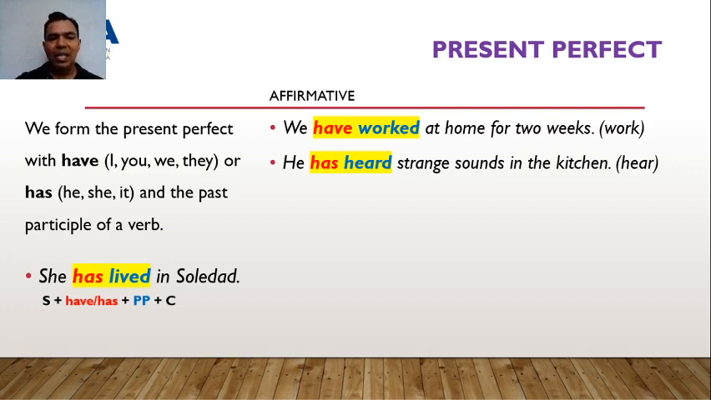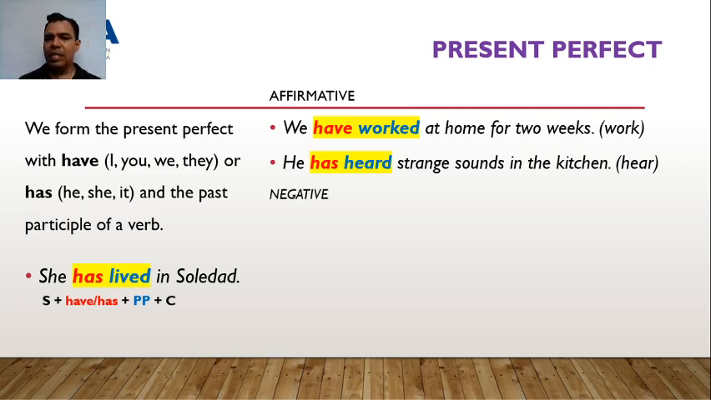I use has, he has, because has is the form of the verb have for the third person, he, she, and it. So he has heard strange sounds in the kitchen. These are examples of affirmative sentences in present perfect. Remember, have or has and the past participle.